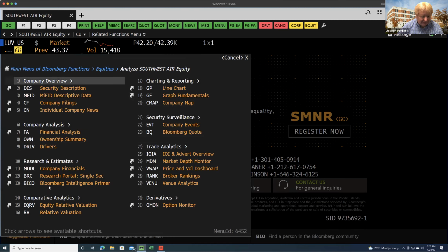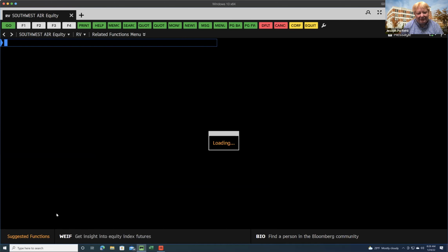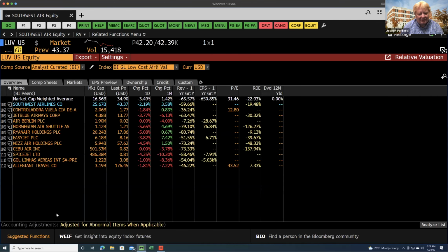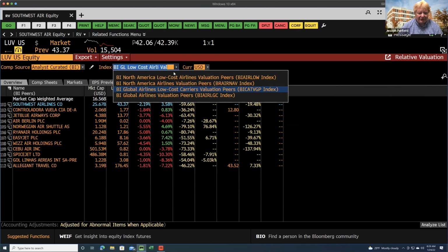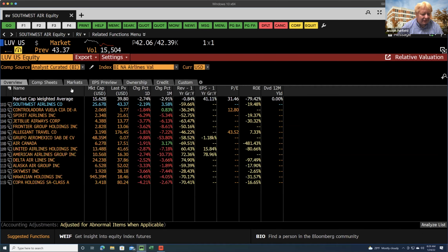But what I'm going to go down to is one of the core features we're going to use this semester, called RV or relative valuation. This is where it will do real-time peer analysis. So the default list are the analyst curated peers. So the sell side analysts are working on Wall Street today. This is their default list of peers for Southwest Airlines. This is the global low cost list. If I want to switch, I can switch to the North American low cost airlines list. Okay. Or I can look at them across all US airlines. Okay. So I'll start here.